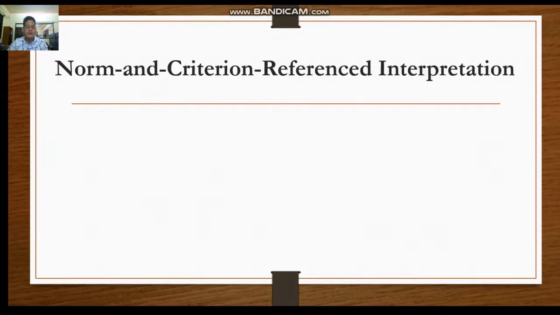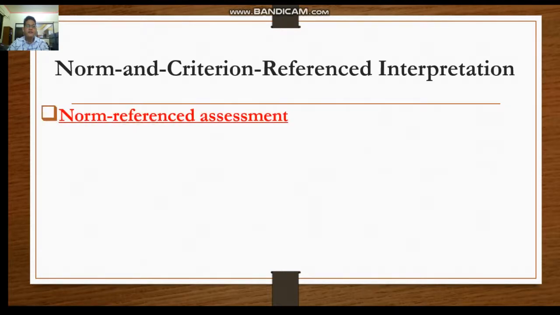Okay? So, that's it. In interpreting the assessment, we have these two types of interpreting the results of our assessment to our students. The first one is the norm, and the second one is the criterion reference. So we have here the norm and criterion reference interpretation. So let's talk about the first one.